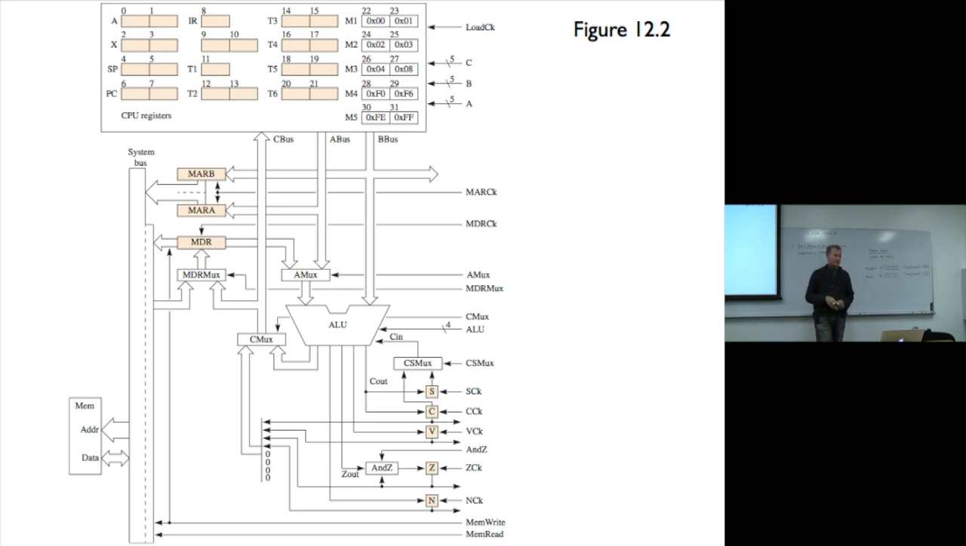Oh, good. This is good. But from where? Where is there? Good question. It's in 9 and 10? Is everybody clear on that? What is here in figure 12.2? What is 9 and 10? That's the instruction register. That's where the what is located?